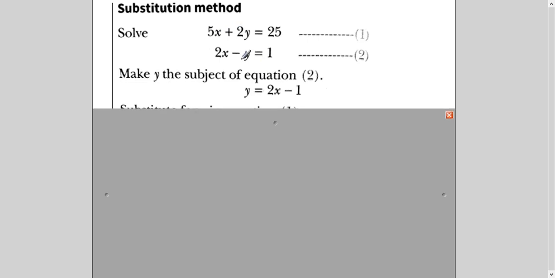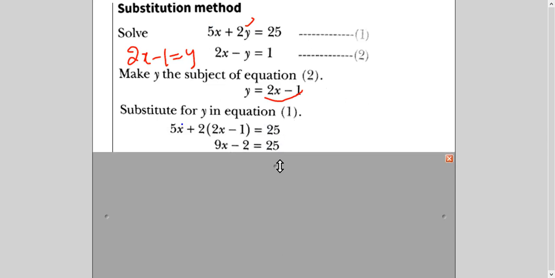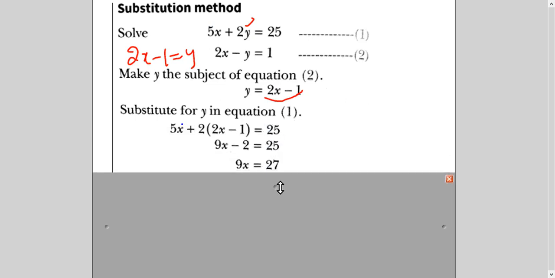So when I make y the subject, I will get 2x minus 1, right? Some children are very particular. They take y here, 1 here, so it will become 2x minus 1 equals y, which can be written like this. It's the same. Now this value of y I will plug in here. Okay, so it will be 5x plus 2(2x minus 1). You see here. And then you simply open the bracket and find out the value of x.